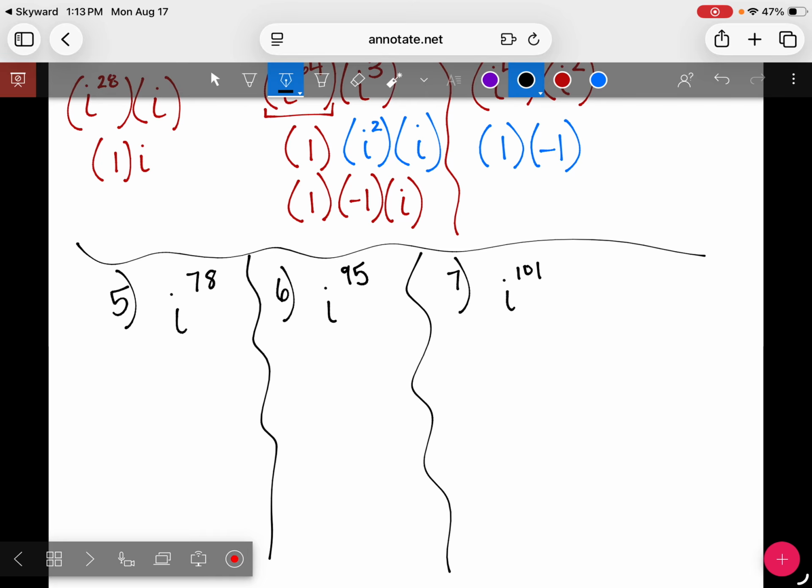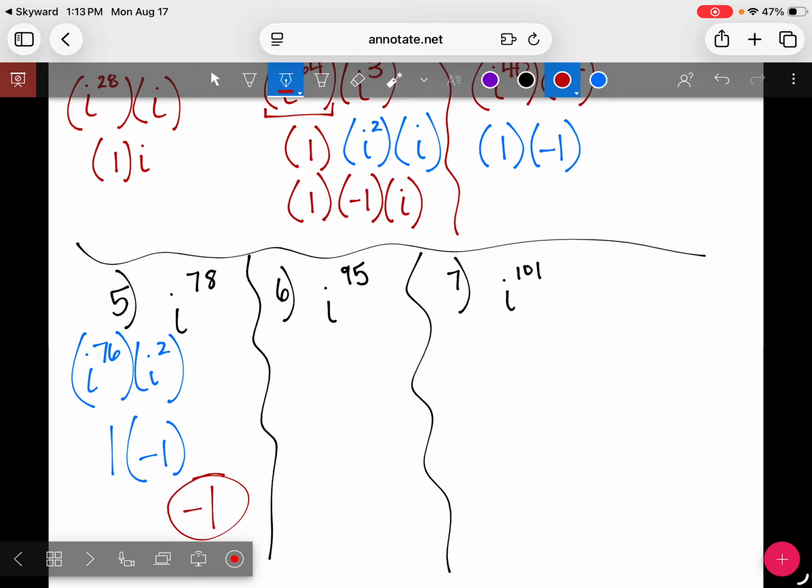All right, 78. How high are we going on this list? 76. So I have i to the power of 76. How many are left over? So I know that this is 1. And what is i squared? And 1 times negative 1 would be? That is the answer. Who had negative 1?